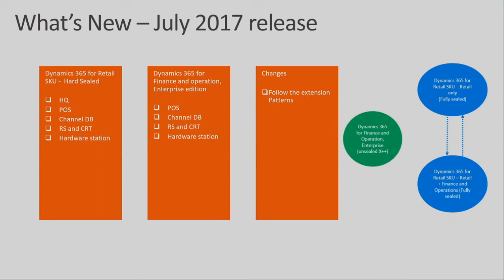Okay. Before jumping into what's new, one important thing we did in the July 2017 release was introduce a new version of the product called Dynamics 365 for Retail. It's kind of a trimmed down version of the whole finance and operations SKU, where if you are a retail-only customer, you can get this Dynamics 365 for Retail. The one important thing here is that everything is fully sealed, including the HQ, POS, channel DB, retail server, all the components including your back office.